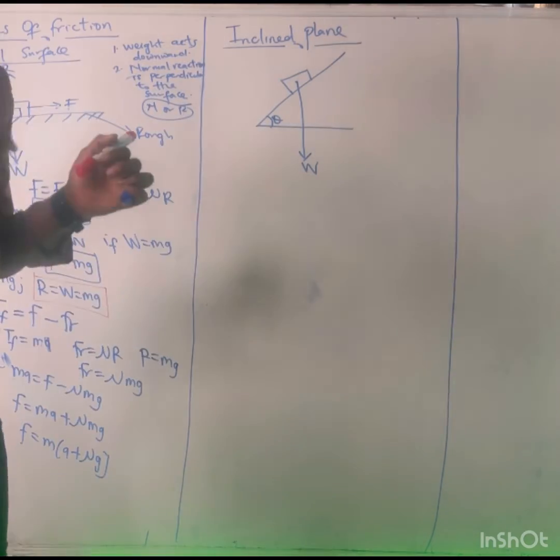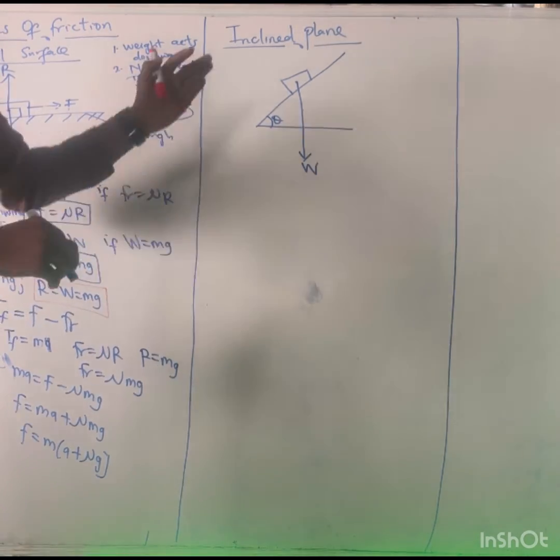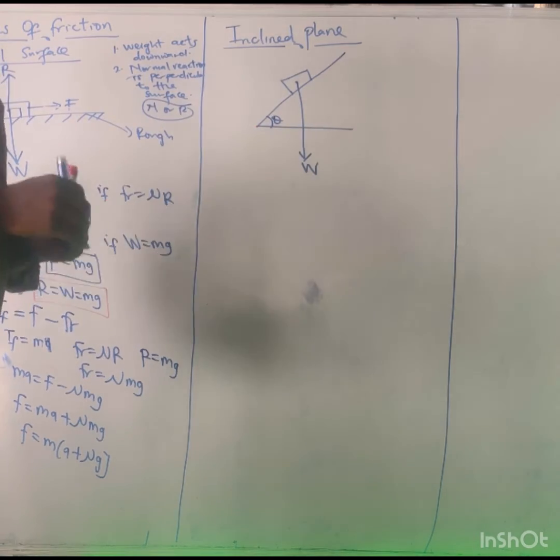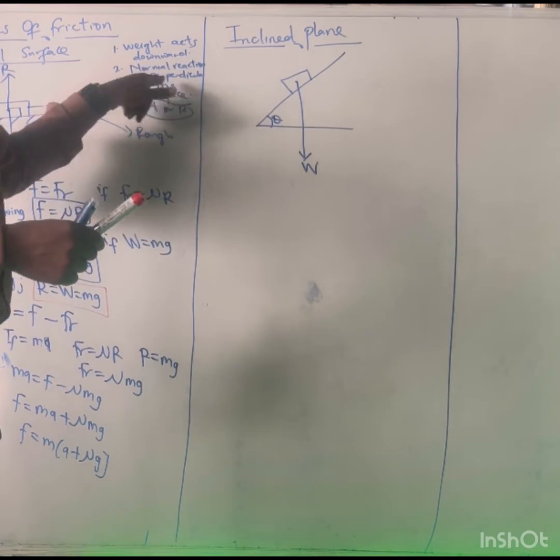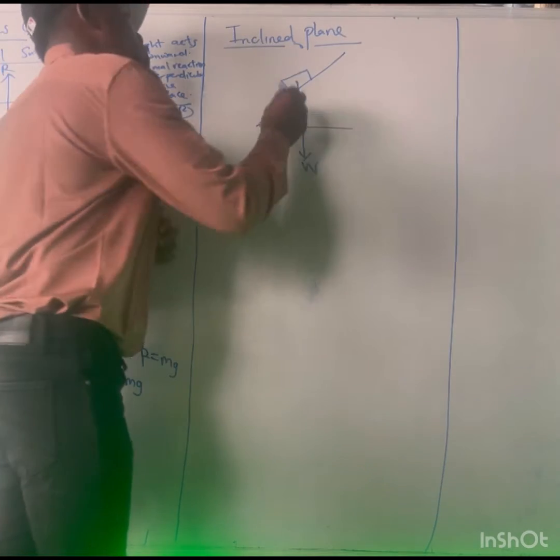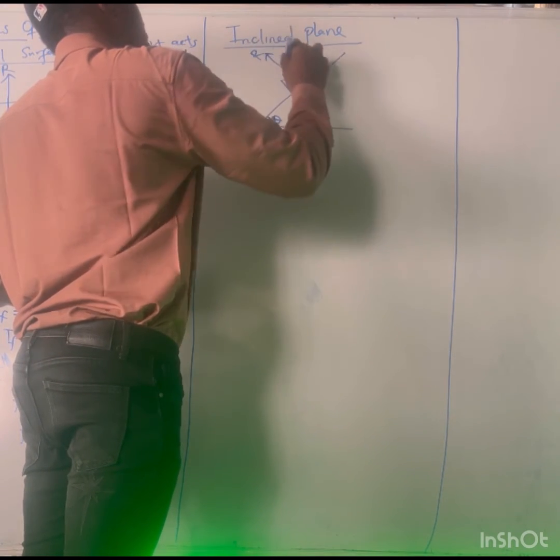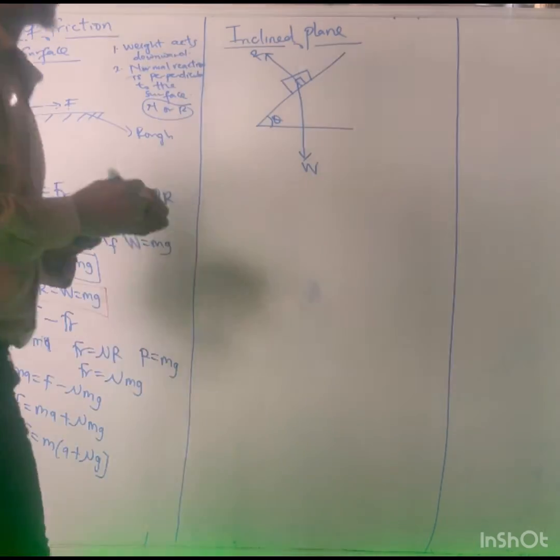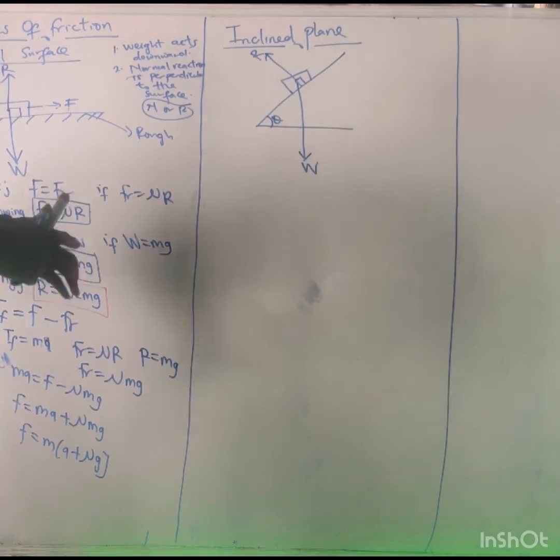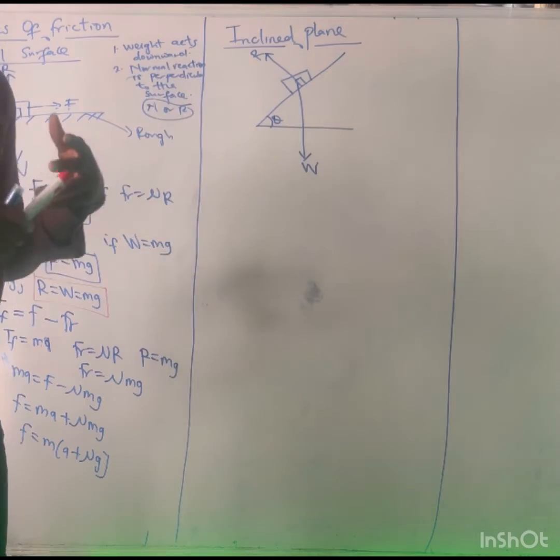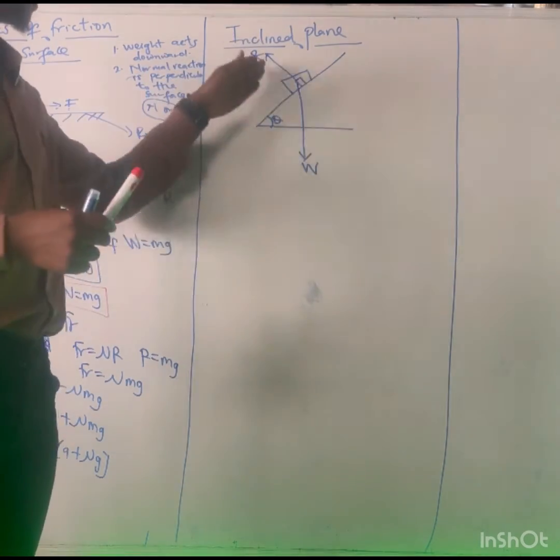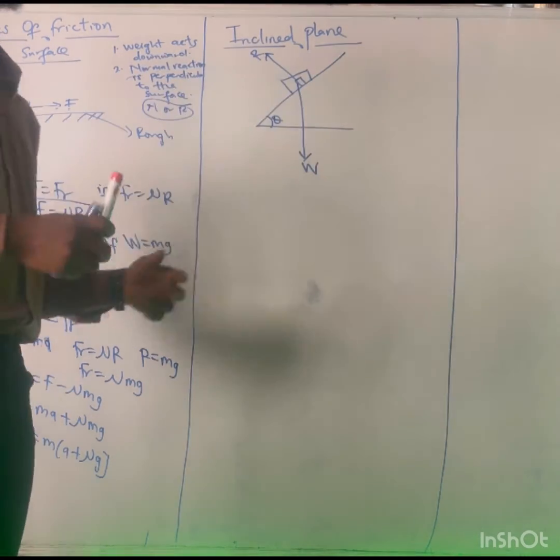The next thing you have to note now, guys, is that once the weight is acting downward, the normal reaction is always perpendicular to the surface. So the normal reaction is going to be perpendicular in this manner. This normal reaction is perpendicular to the surface. Then you have to note that my normal reaction must equal the weight. But with what I've drawn here, my normal reaction is not equal to the weight. So what am I going to do?